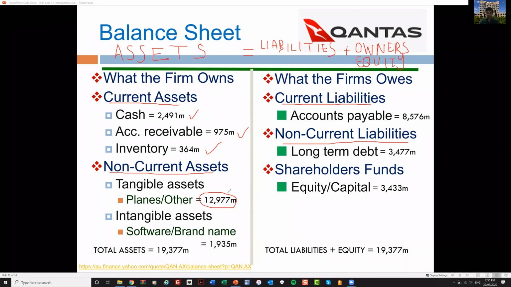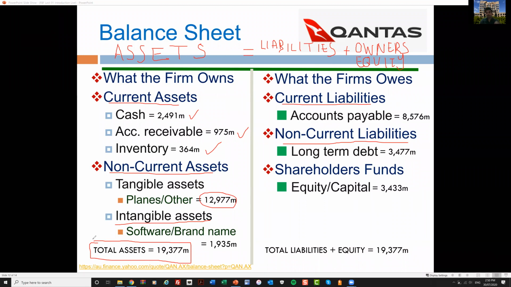They have a value of about $13 million. That's a large amount. And then it has some other intangible non-physical assets as well. Okay, brand name, software, and so forth. So it turns out its total assets sum to about $20,000 million.